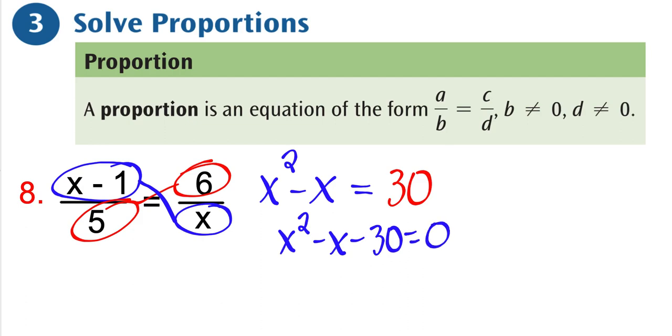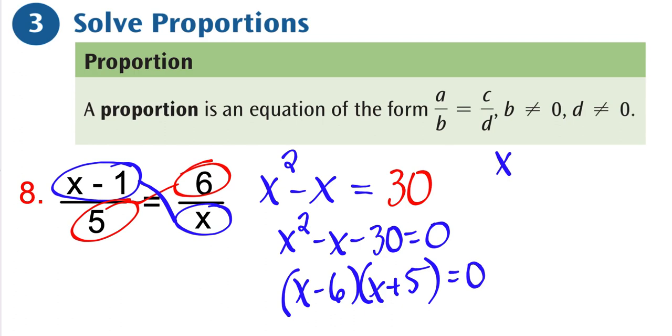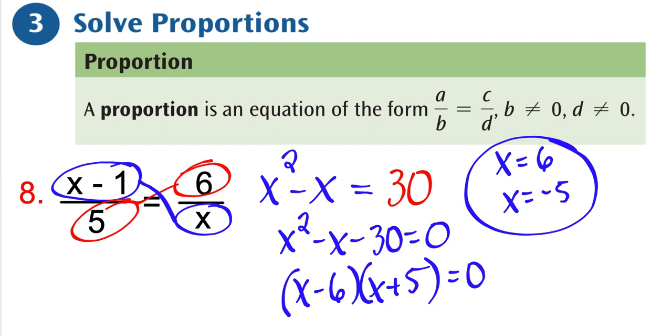Two numbers that multiply to 30 and add to 1. It's going to be a 6 and a 5, and we're going to have that be a negative 6, positive 5. And then you set those equal to 0 to get your two answers. X equals 6, x equals negative 5. Two answers, they should both work. Okay?